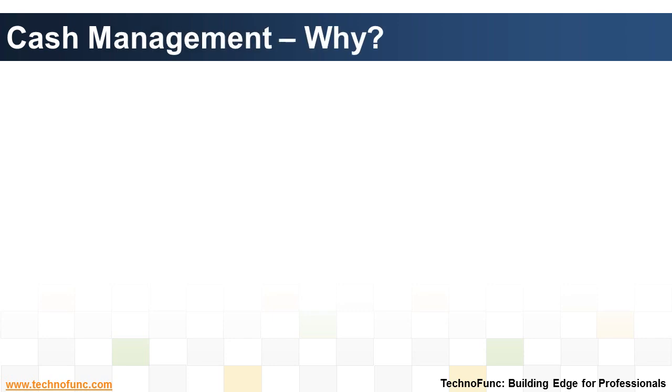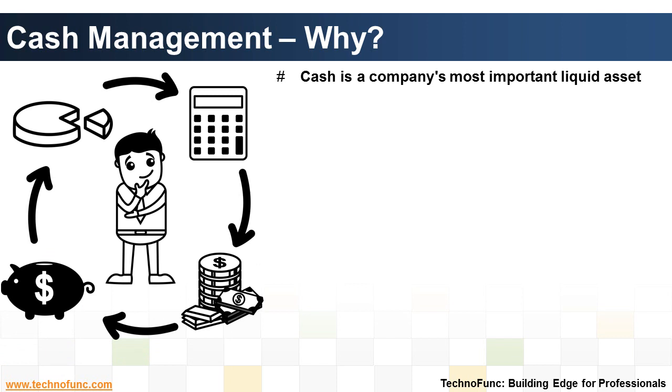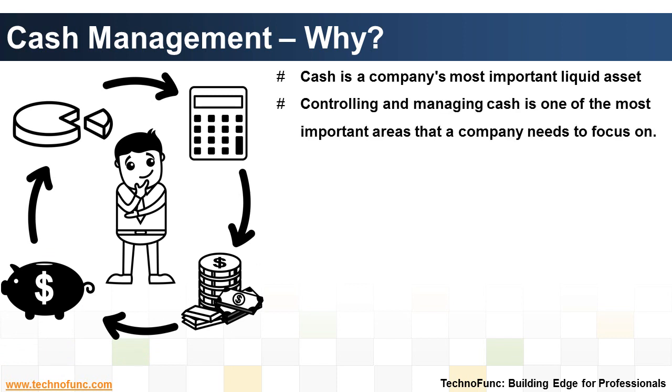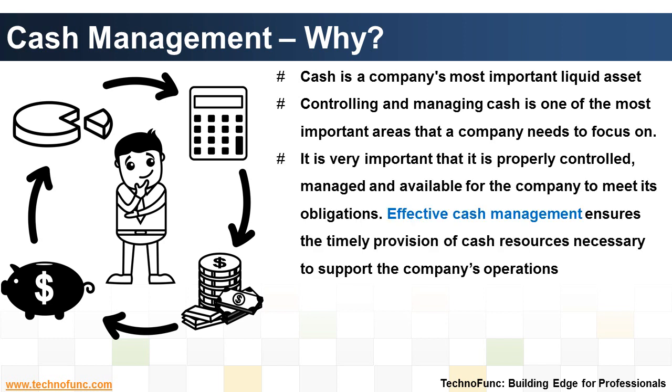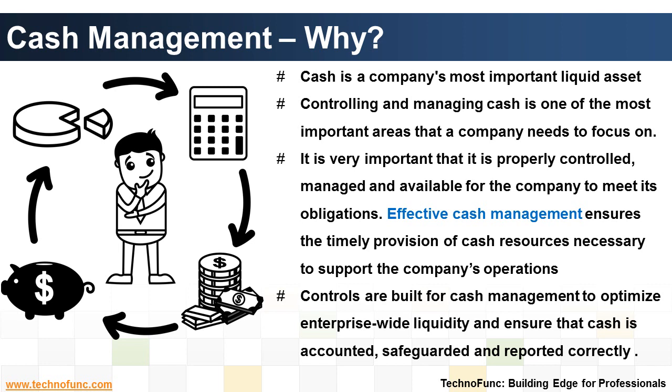Cash is a company's most important liquid asset, and controlling and managing cash is one of the most important areas that a company needs to focus on. It is very important that it is properly controlled, managed, and available for the company to meet its obligations. Effective cash management ensures the timely provision of cash resources necessary to support the company's operations. Controls are built for cash management to optimize enterprise-wide liquidity and ensure that cash is accounted, safeguarded, and reported correctly.